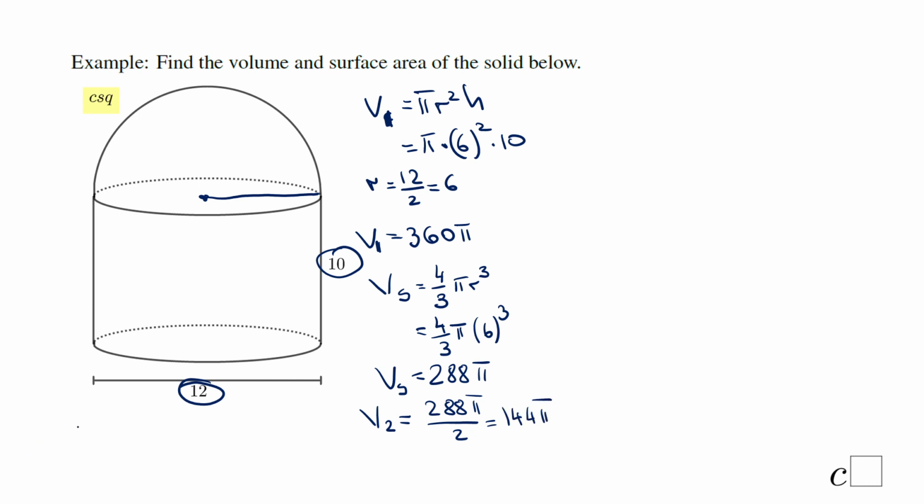So the volume of this composite shape will be 360 pi, the cylinder, plus 144 pi, which is 504 pi. The volume of this composite shape, a cylinder and half of a sphere, is 504 pi.